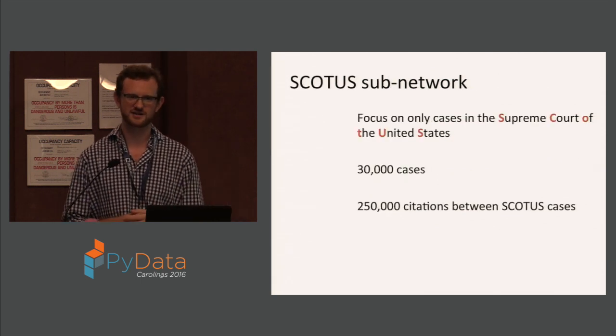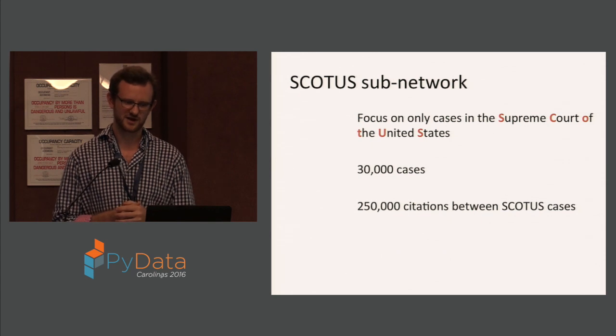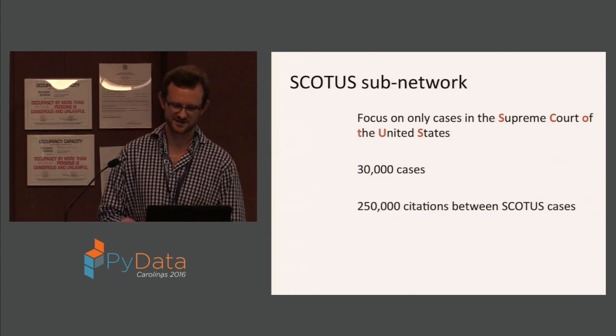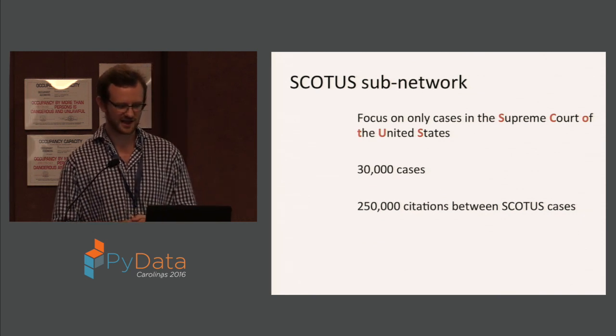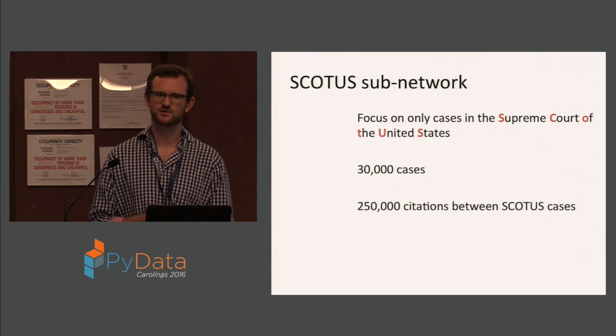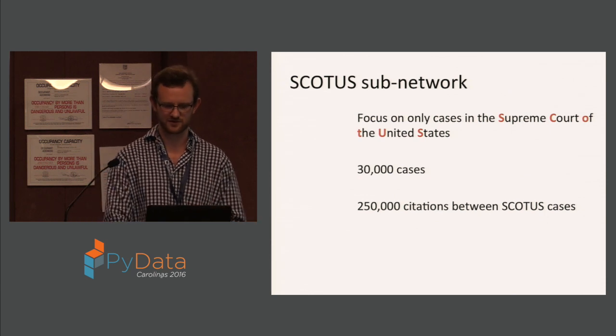Today we're actually going to focus on a further subnetwork, the SCOTUS subnetwork. SCOTUS, the Supreme Court of the United States. That has about 30,000 cases and 250,000 citations. A citation is between two cases from the Supreme Court.